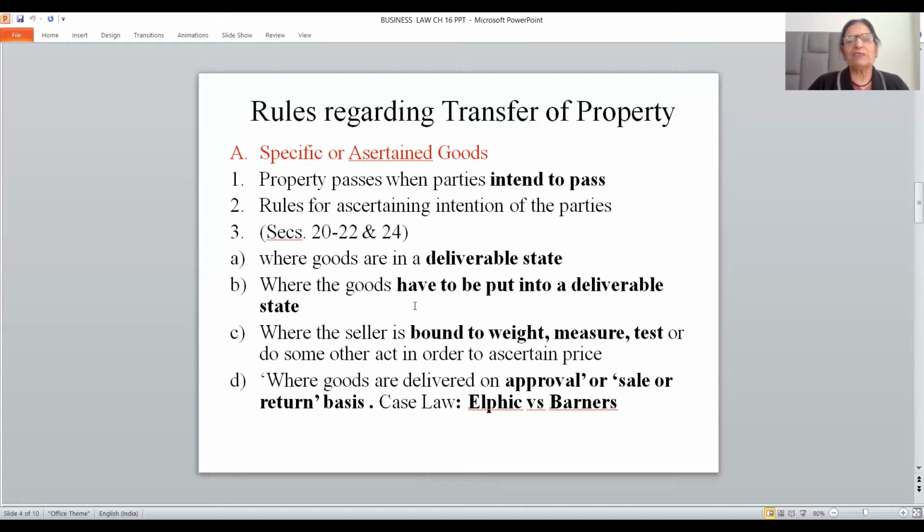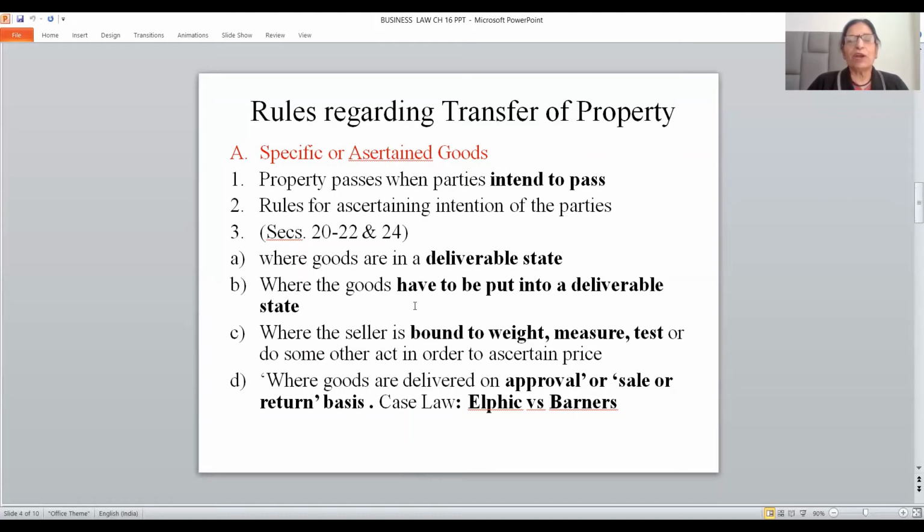The very first point is where the goods are in a deliverable state. Now the question arises, how can we say the goods are in a deliverable state? Friends, goods are said to be in the deliverable state when the goods are ready for delivery. No action is to be undertaken by the seller to keep the goods ready for delivery. The goods are ready. And then in that case, the moment the seller informs the buyer, you come and take delivery of goods, at that very moment, the ownership shall pass from the seller to the buyer.